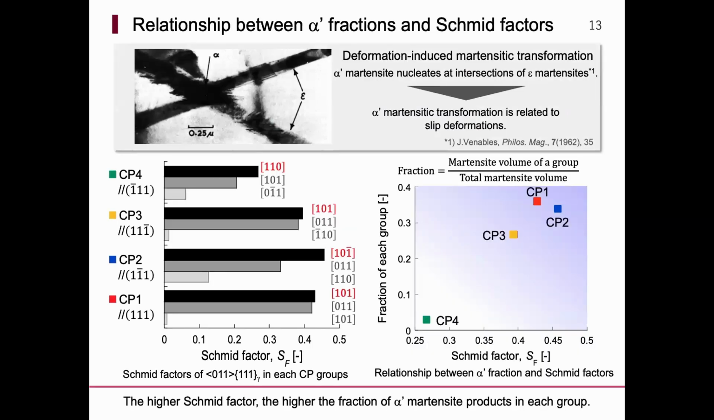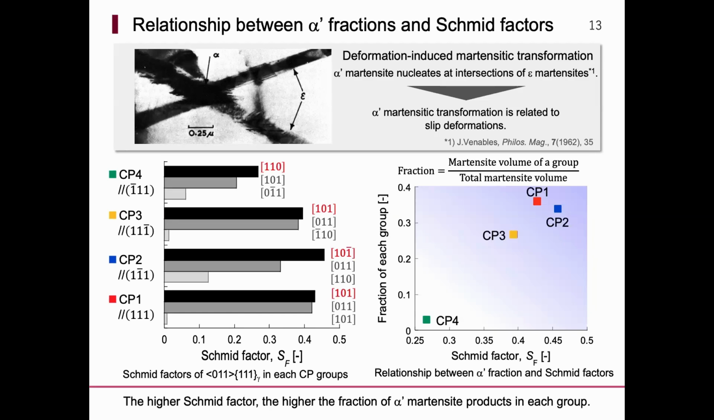By the way, previous research has reported that alpha prime martensitic transformation tends to occur at the intersection of epsilon martensite bands. So based on this, alpha prime martensitic transformation is expected to be related to the slip deformation in the material. A Schmid factor is an effective parameter to consider the slip deformation. So we calculated the Schmid factors of the 0, 1, 1 direction on 1, 1, 1 planes at each CP group.